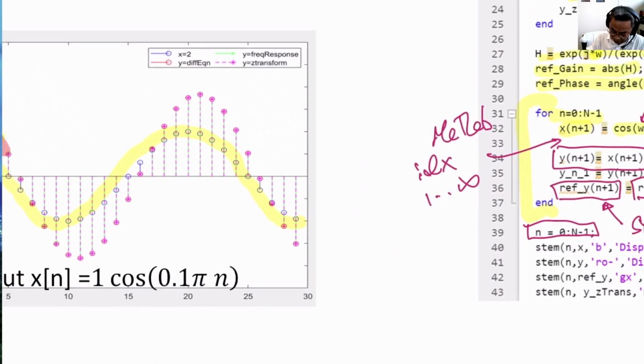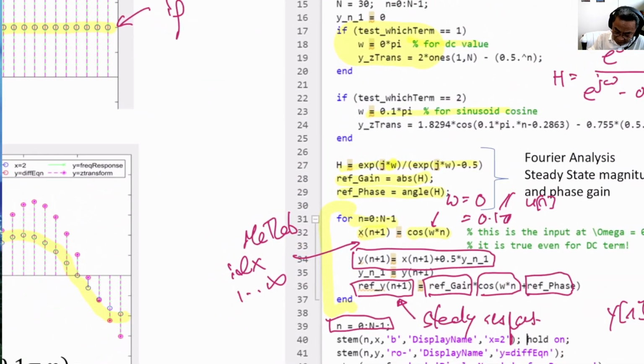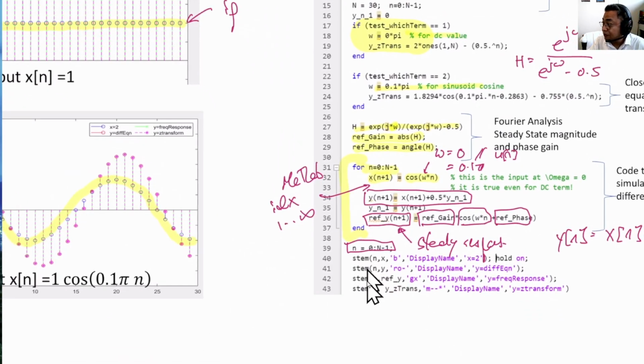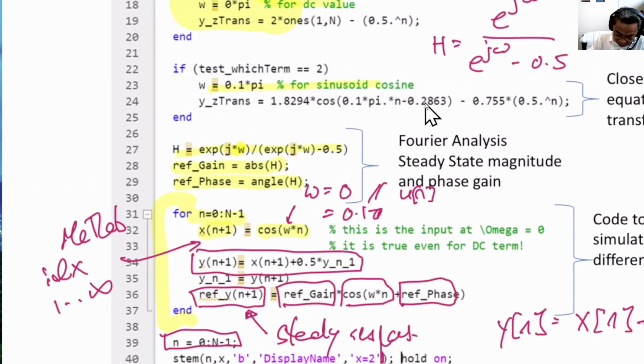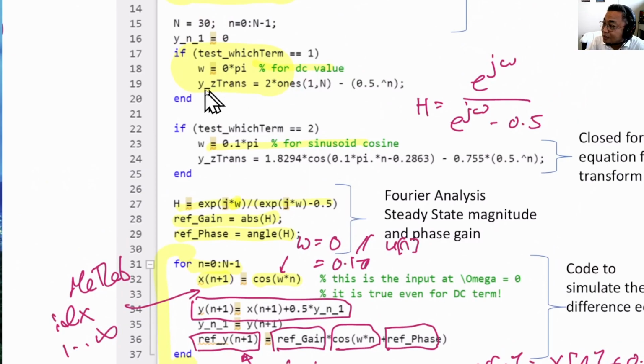Go ahead and see how I have plotted these 4 figures and where they came from. In the next slide, I'll explain how I get the transient, the Z transform equation representing the output. The Z transform output consists of 2 terms. This is the steady state response, 2 multiplied by the original input, minus 0.5 to the power of n. When n goes to infinity, this term goes to 0. So this is what introduces the transient for input equals 1.